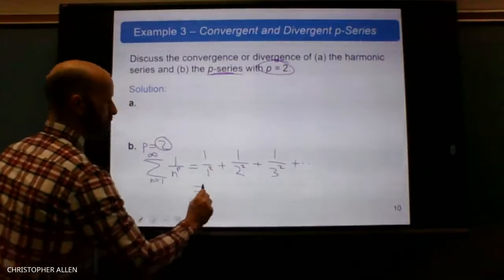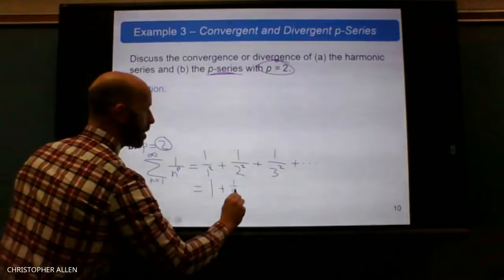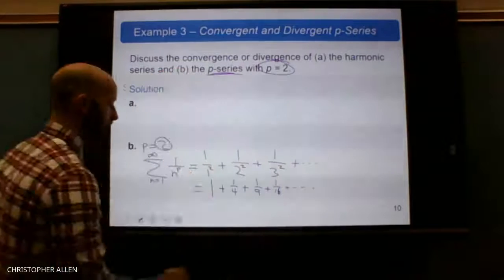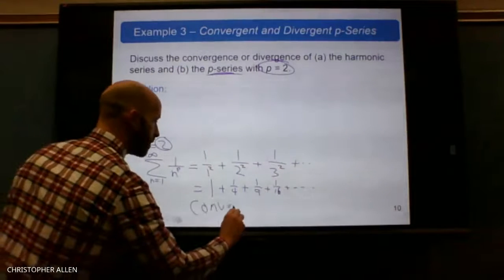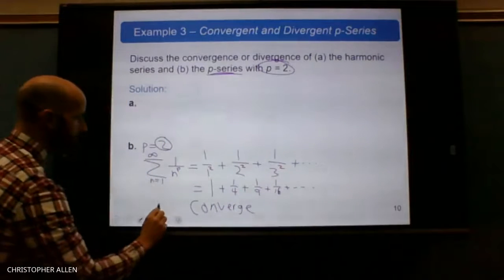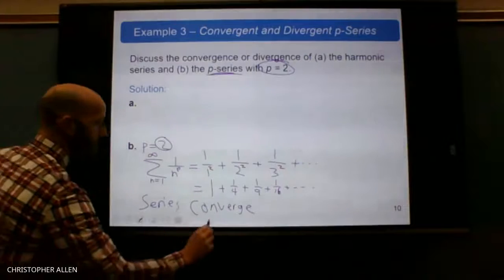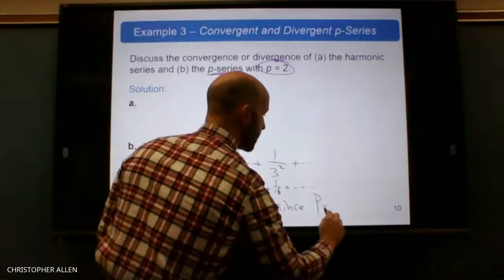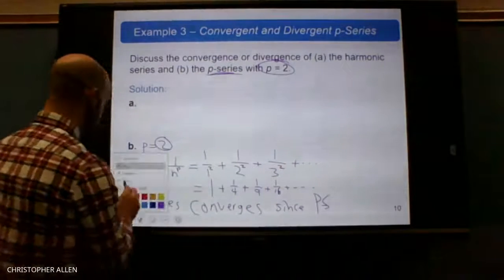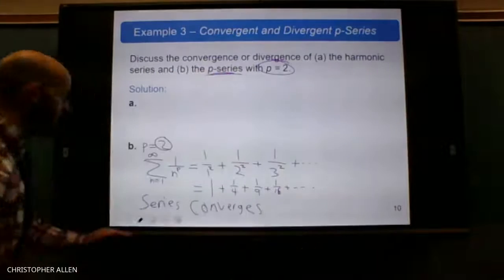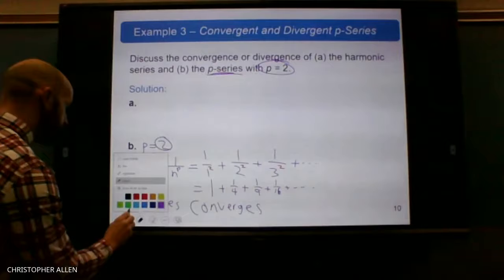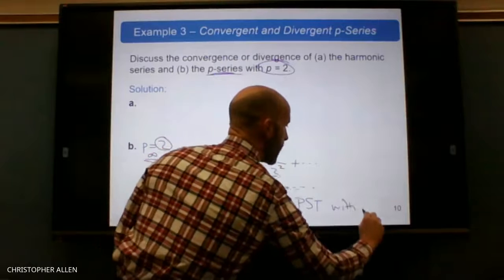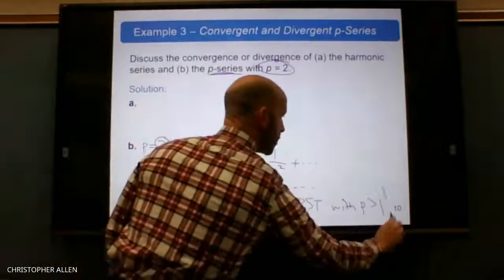And I'm going to show one more step here, even though I don't need to. This is 1 plus 1/4 plus 1/9 plus 1/16 plus ... This is going to converge. I'll put series converges since we have a P series. Let me write this a little bit differently, more compactly. Series converges by PST with P greater than 1. That should do it right there.